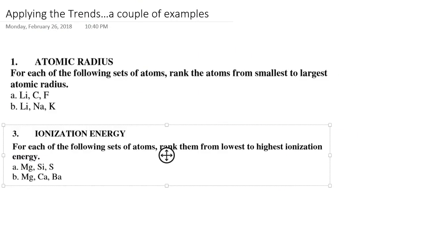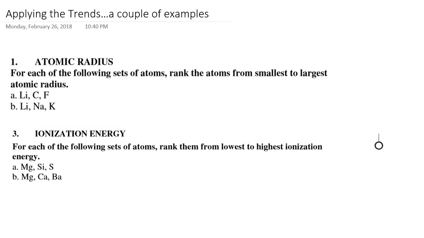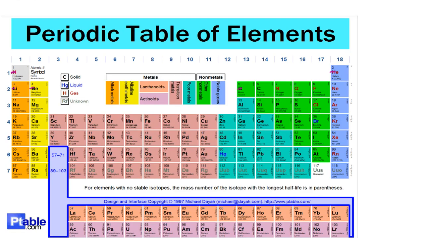Okay, so in this first example, I'm being asked for a set of 3 elements. Let's take this first set in 1A. I have lithium, carbon, and fluorine, and I'm supposed to rank them from the smallest to the largest atom in terms of atomic radius. So if I look at the periodic table, the first step is for me to actually locate those elements. So I've got lithium, carbon, and fluorine.